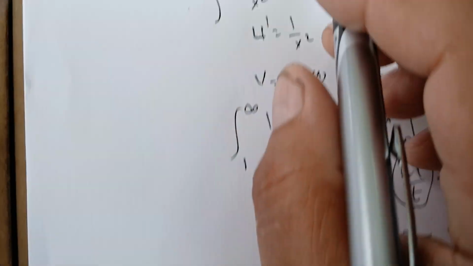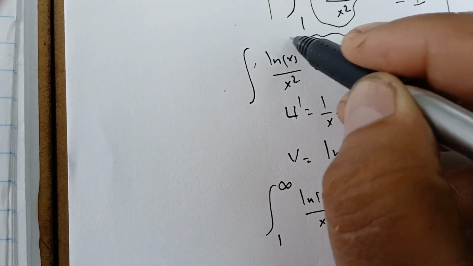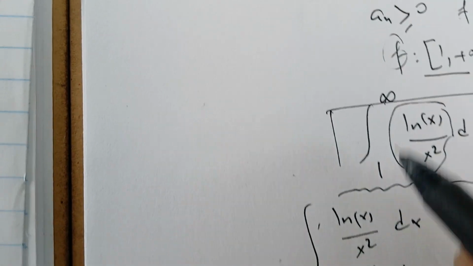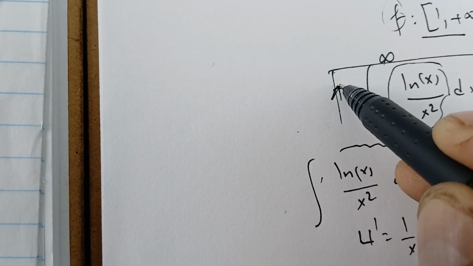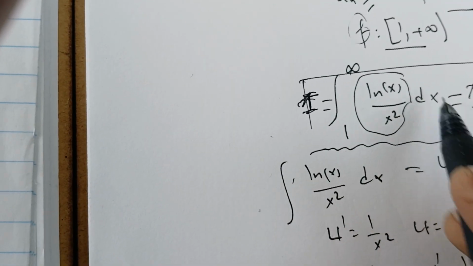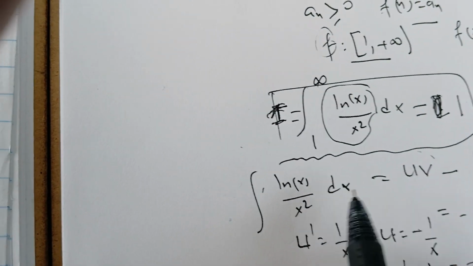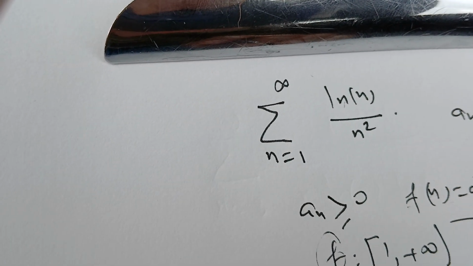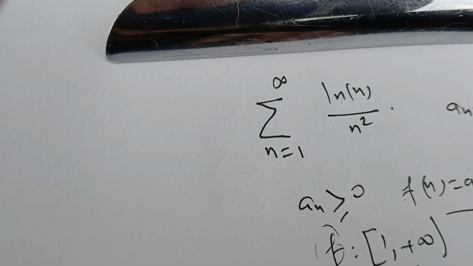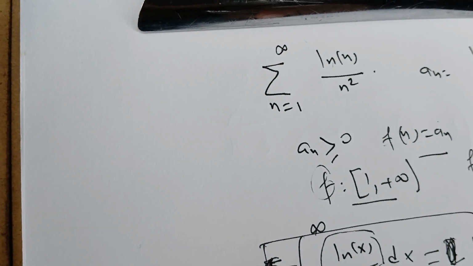That means my integral here is convergent and it's equal to 1. Let's call it I. I is equal to 1 means that it's convergent. Therefore, my series is convergent as well. So by the integral test, we have shown that this series is convergent since the integral is convergent.